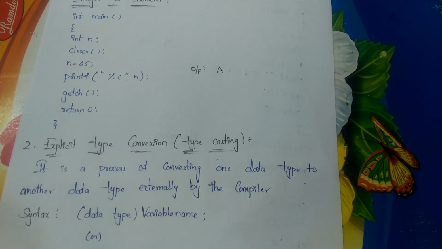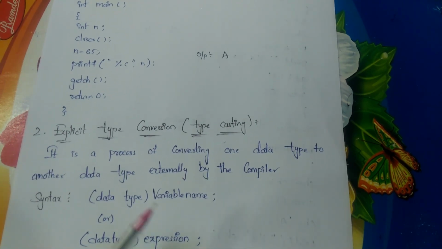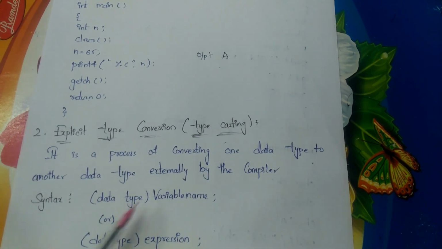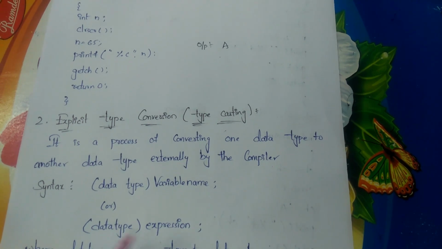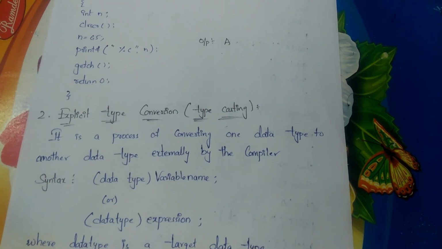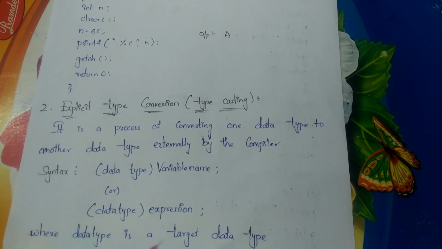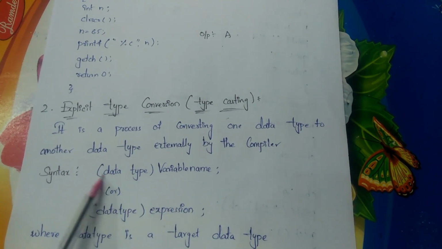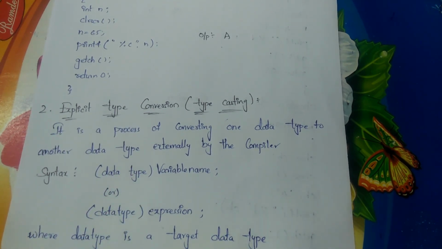Let's see the syntax for this. In the syntax, in the braces we will write the data type, then variable name, ended with a semicolon. And another way for this type of conversion is data type, where we can also give an expression in place of the variable name. Here the data type is the target data type. We can give any data type in its place. And these are the two syntaxes for the explicit type conversion.